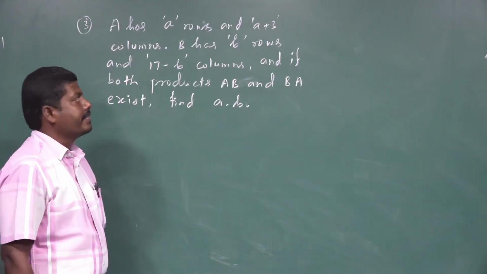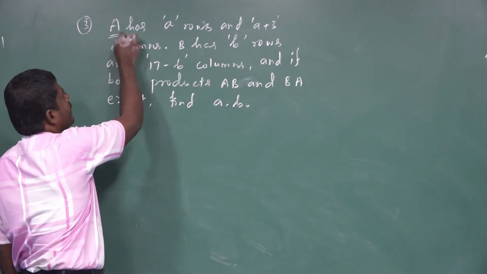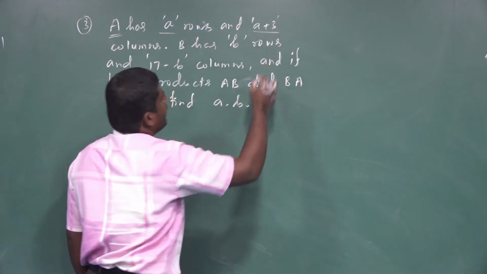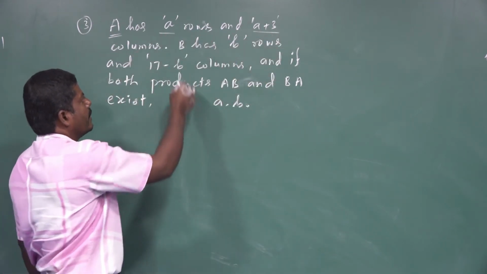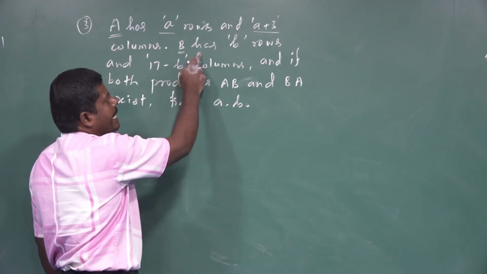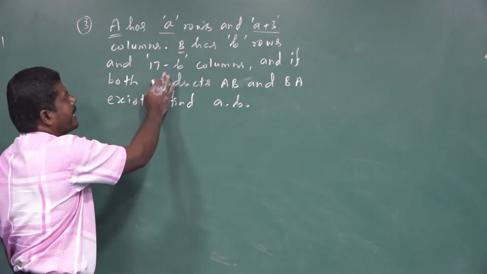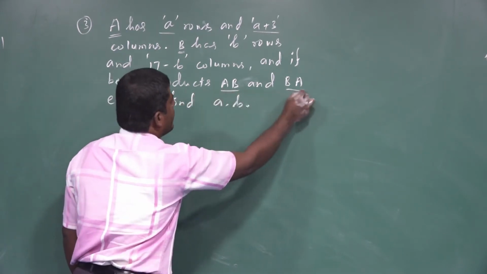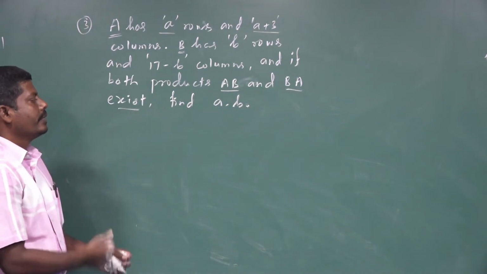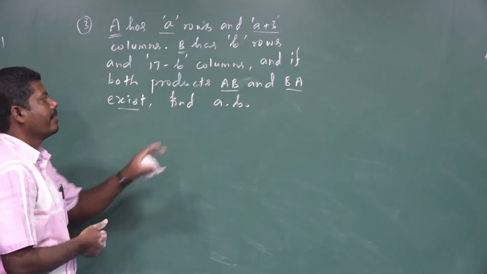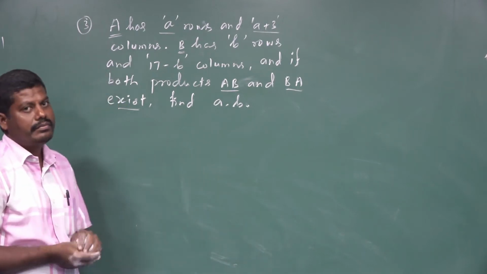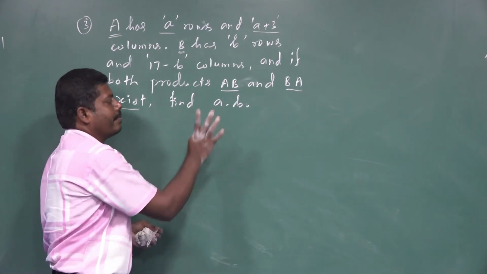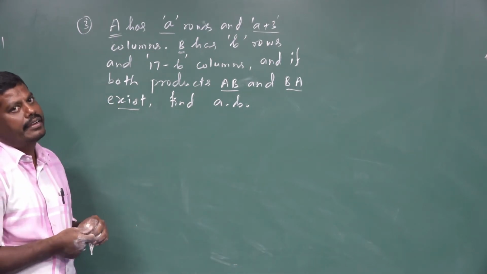Okay, next we'll look at question number 3. Matrix A has a rows and a plus 3 columns. And matrix B has b rows and 17 minus b columns. If both products AB and BA exist, that is, we can multiply AB and BA, then find a comma b. You want to find two unknowns, a and b.